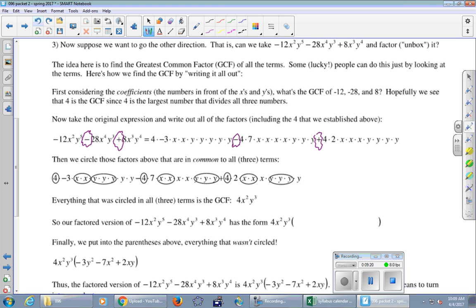Okay, and here is what we are going to do. We're going to look at the 3 terms and we are going to circle everything that's in common in all 3 terms. Now clearly they all have what number in the front? 4. We built it to put a 4 there. So go ahead and circle all 3 of those 4s.